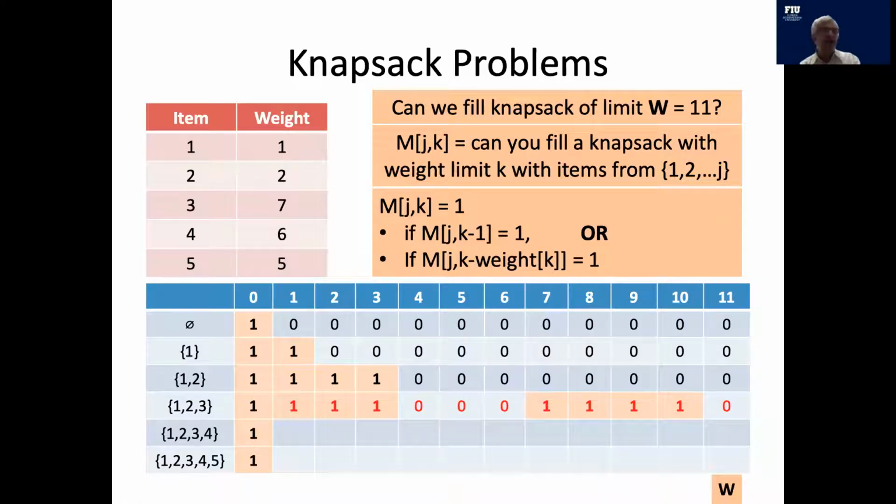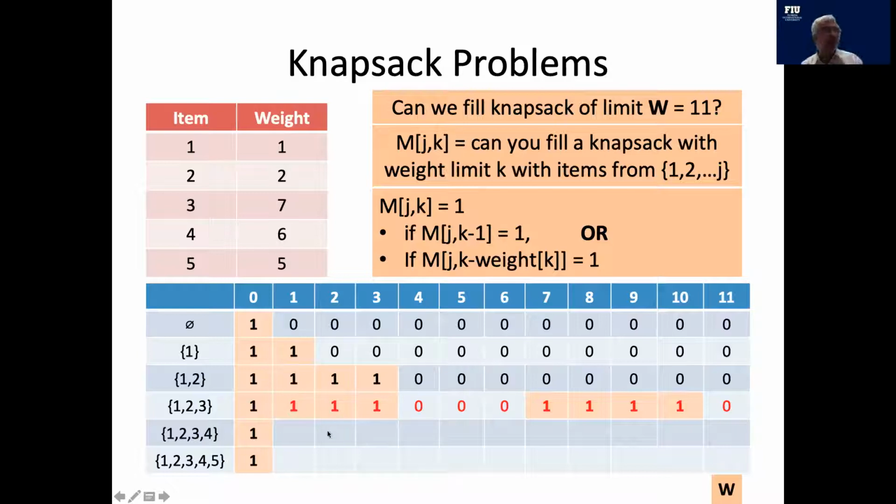So this 7, 8, 9, and 10, where it became 1, these happened because those guys were 1s, and the third item has weight 7. So I take the previous row values, add 7 to it, and those will be my new knapsack weight values. So here we're trying to figure out all the knapsack weight capacities I can fill up. So then for the next row, I only have one new item, and that's item number 4. And item number 4 has weight 6.